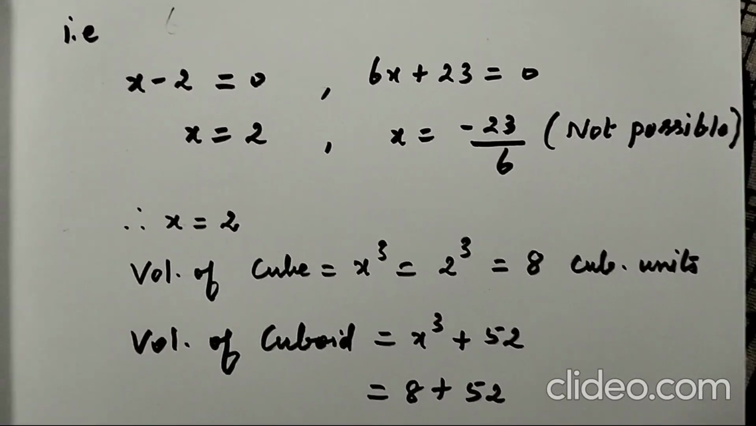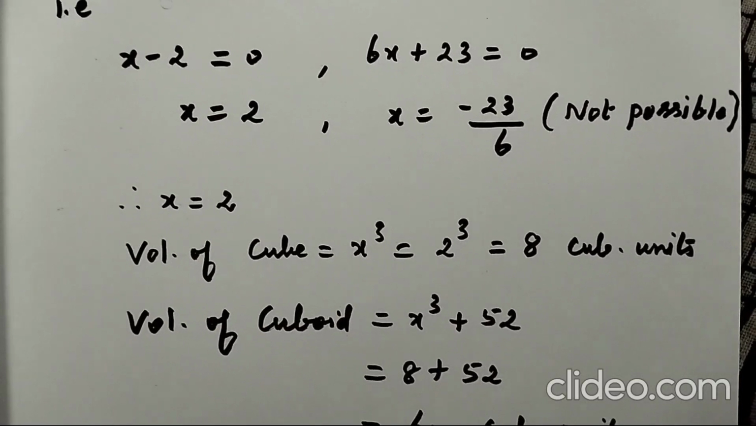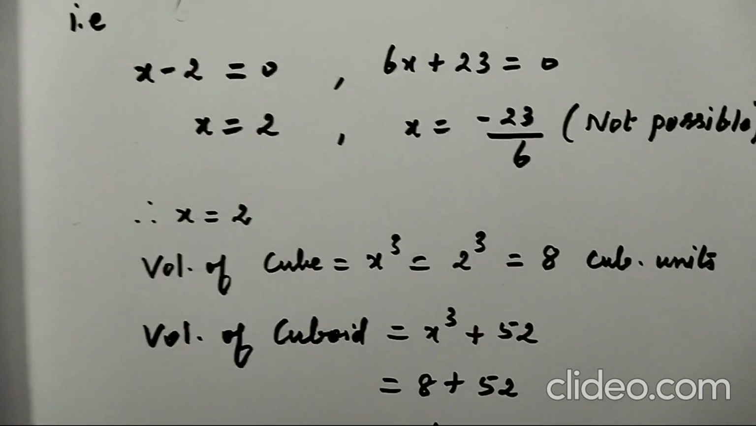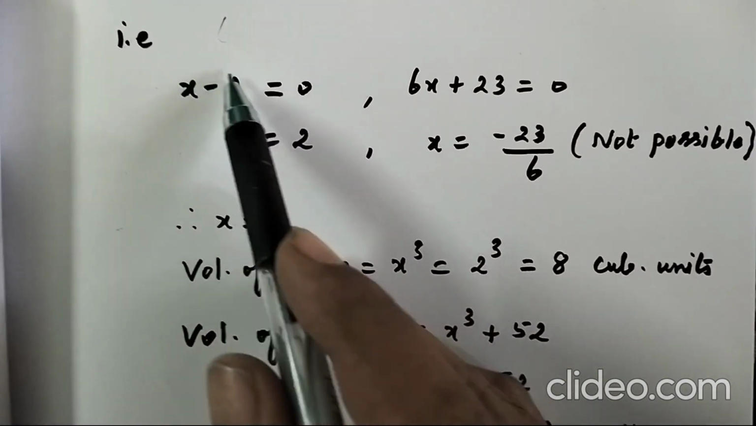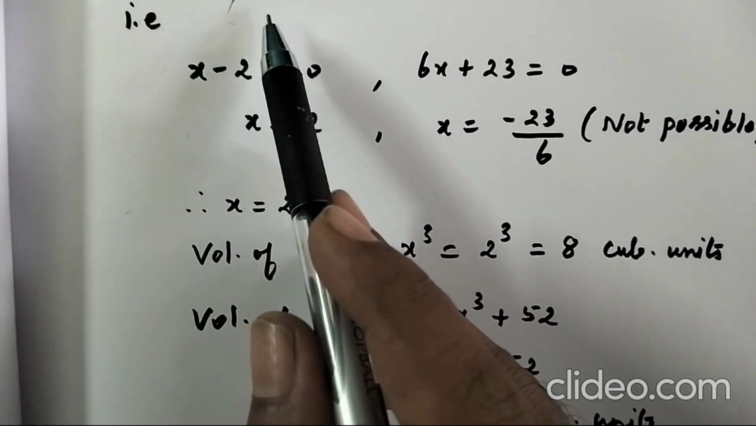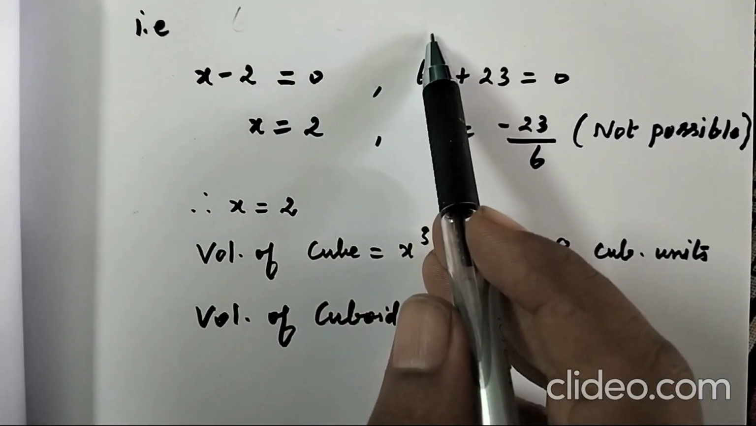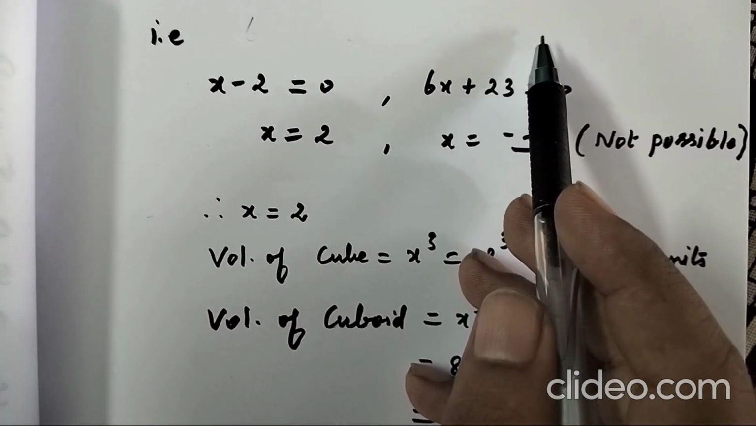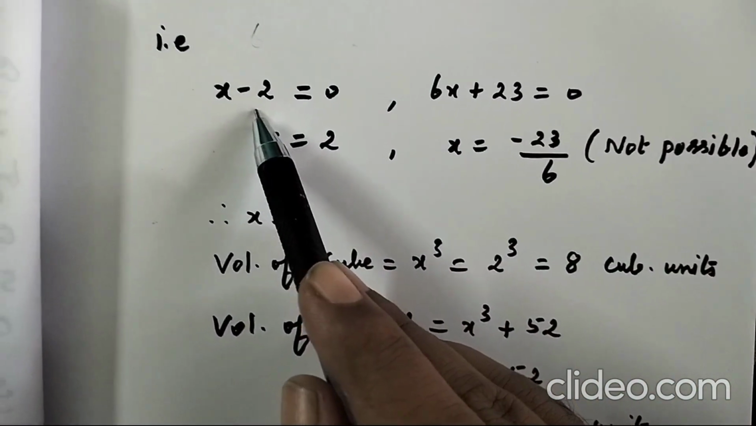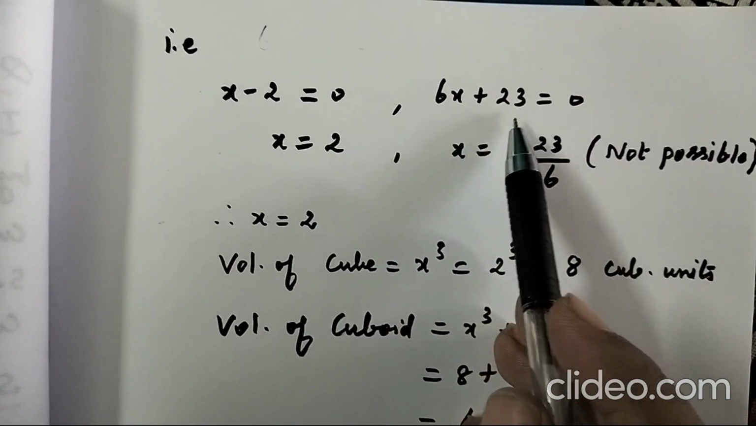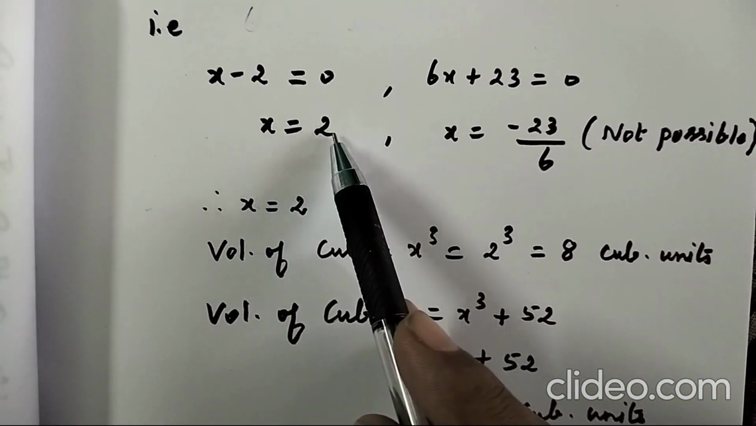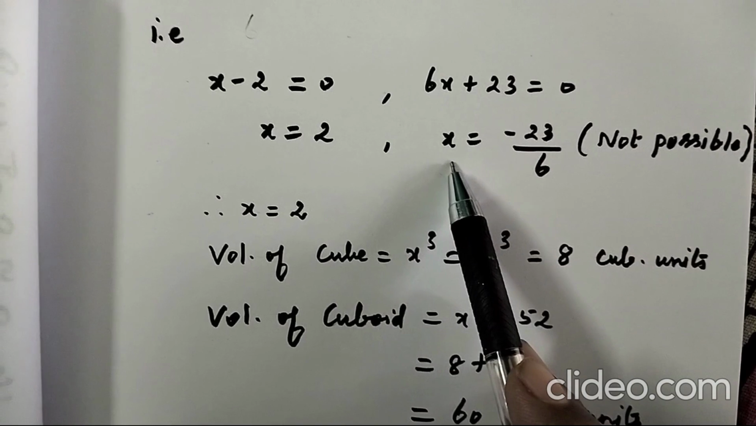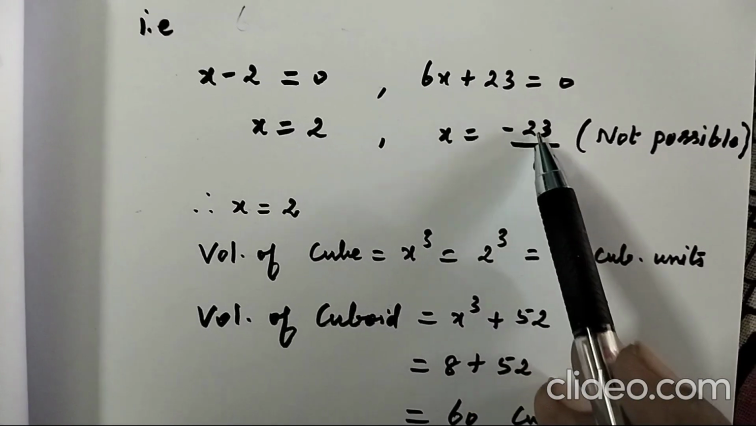Hope all of you have taken a paper and tried to solve this step. Now we are illustrating this. So what we had in the last step is 6x of x minus 2 plus 23 of x minus 2 is equal to 0. It means that either x minus 2 is 0 or 6x plus 23 is equal to 0. Here it is very easy. x is equal to 2. Whereas here it is x is equal to minus 23 by 6.